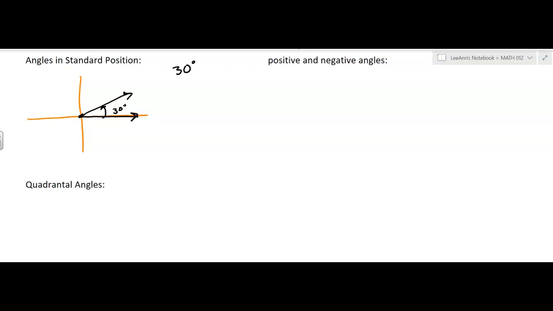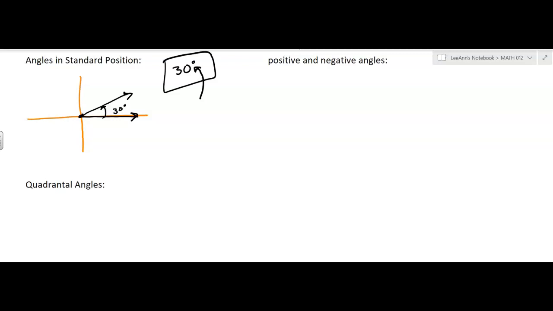Okay. And right now we have a degree measurement. When you have a degree measurement, you're going to need to put the degree symbol. So it's that superscript, a little circle, to signify that it is a degree. Okay? All right. Positive and negative angles.